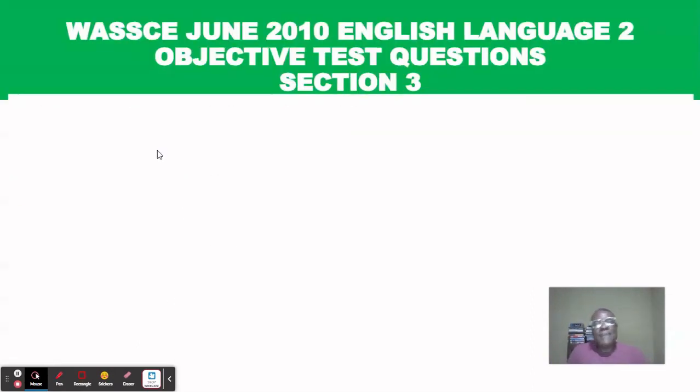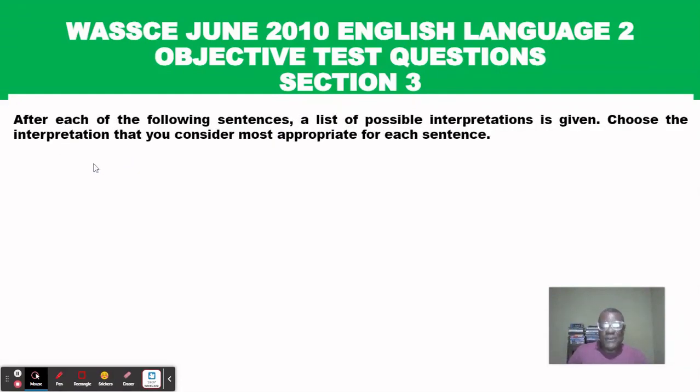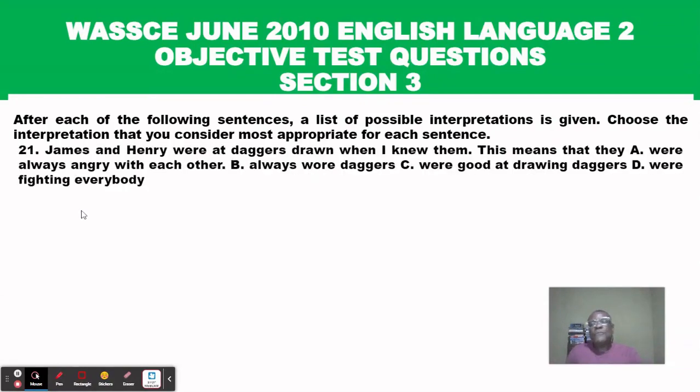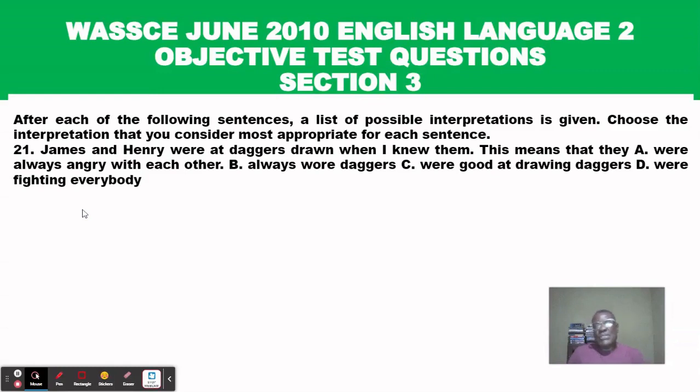Now, we are taking the past questions from West African Senior School Certificate Examination of June 2010. And we are taking the question specifically from section 3. The instruction is as follows. After each of the following sentences, a list of possible interpretations is given. Choose the interpretation that you consider most appropriate for each sentence. Question number 21. James and Henry were at daggers drawn when I knew them.